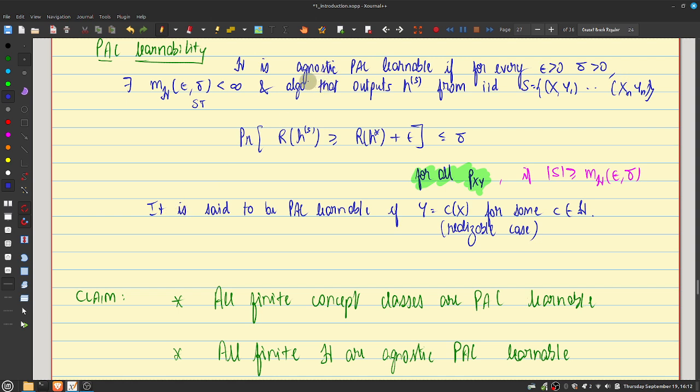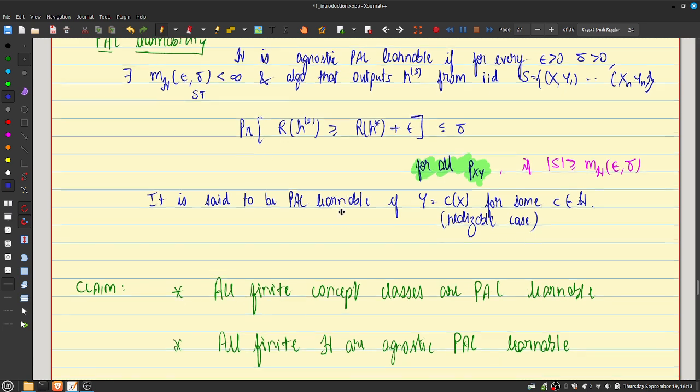All right. So again, a little bit of terminology. In general, if you have a ground truth that is described by an arbitrary joint distribution, then we say that H is agnostic PAC learnable, just to signify that the minimum possible generalization error need not be equal to 0. But if you are in the realizable setting where it is in fact possible to achieve a generalization error of 0 for every pxy, then we simply say that the hypothesis class is PAC learnable instead of using the term agnostic PAC learnable. All right.